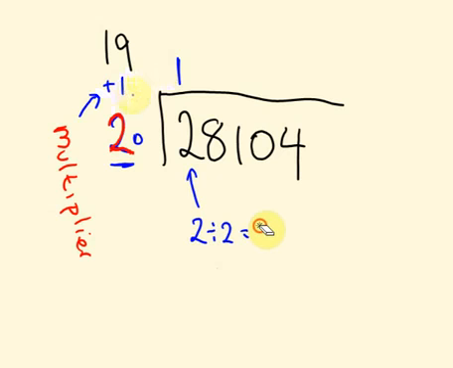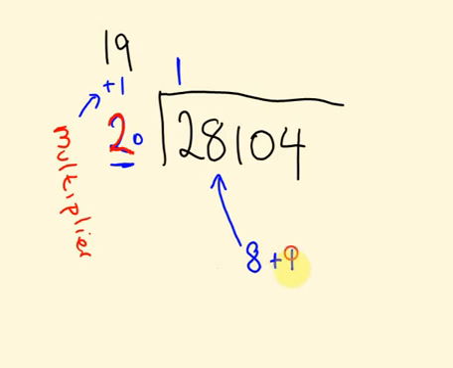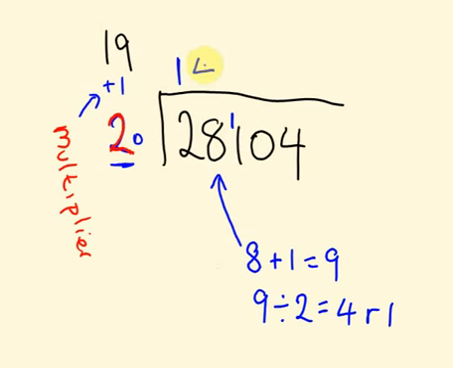Times a multiplier, 1 times 1 is 1, and I'm going to add it to 8. So 8 plus 1 equals 9. Now this 9 I divide by 2. So 9 divided by 2 equals 4. We've got a remainder of 1. So what I'm going to do with this 1 is take it across to the next part of the question, and I'm going to put the 4 down here.